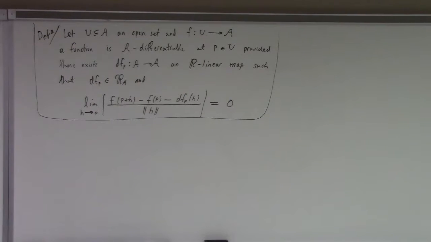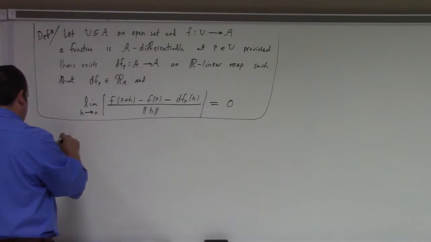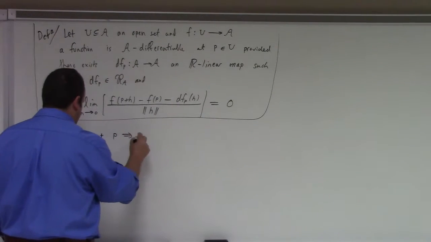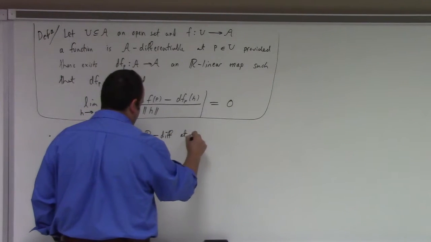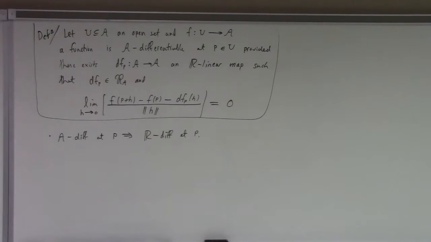All right. So, I mean, an immediate consequence is that A-differentiable implies real differentiable. I think it's immediately clear. A-differentiable at p implies real differentiable at p. What does real differentiable mean? Again, it just means that there exists this linear function that makes the Fréchet quotient vanish.